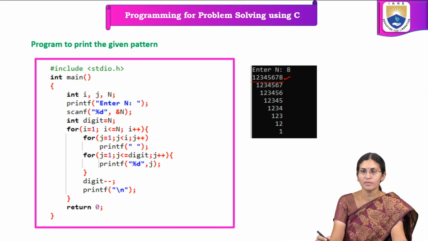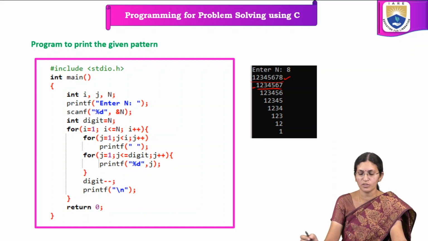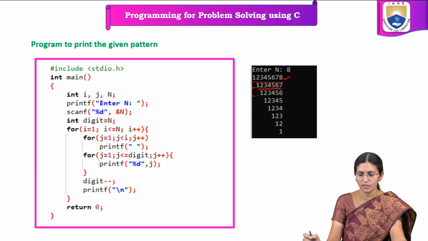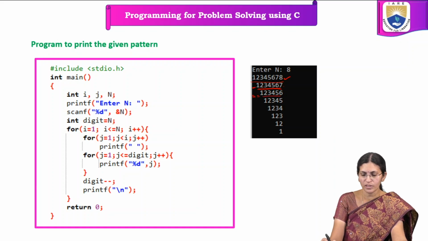In the next row, we need to introduce the spaces. After leaving one space, we are again going to print the numbers from 1 to 7. So this 7 means 8 minus 1. Then you can see that as the row value is increasing, the space value is also increasing. The spaces which are introduced are increasing, and the number which is going to be printed is decreasing by 1. So previously 1 to 8 is printed, next 1 to 7, 1 to 6, 1 to 5, and so on.